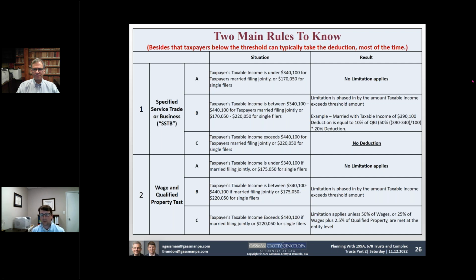Now, for the capital intensive entities that have a lot of property and maybe not a whole lot of employees, there's a second test where you can add up 25% of your wages or 2.5% of your basis and qualified property. You take that total, and that is your deduction limitation. If it exceeds your deduction, then you can go ahead and qualify for the full deduction. If it's less, then there is a limitation that applies. But again, remember, the big thing here is if you're below the thresholds, you don't have to worry about any of these tests and you can take the deduction. So how do we get into those lower thresholds and shifting income to other lower bracket taxpayers is what we're going to be mostly talking about here today.